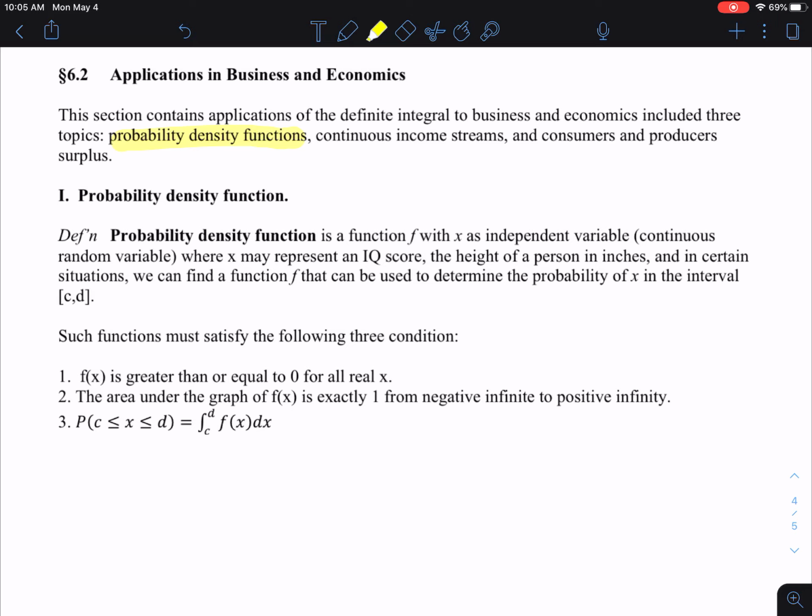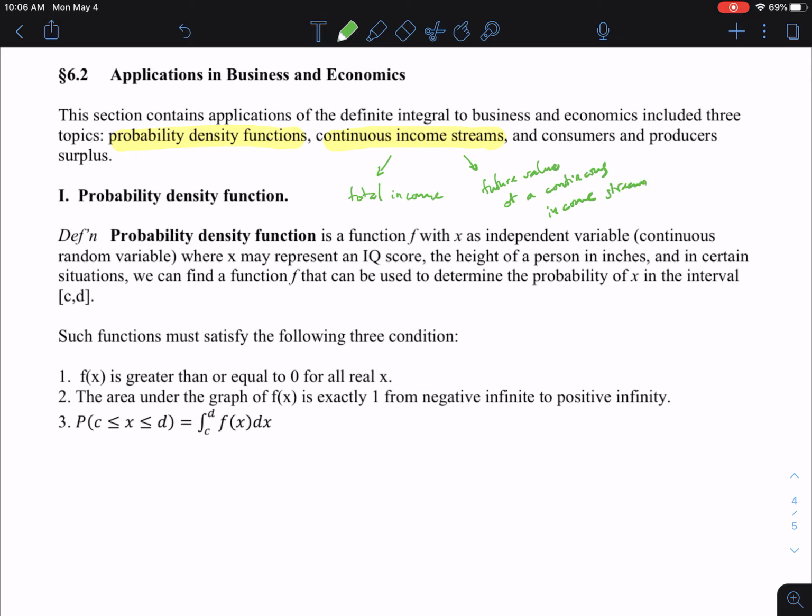And the second topic we're going to look at is continuous income streams applications. Under this topic, there are going to be two types of continuous income stream. We're going to have total income, and that's going to be pretty straightforward calculations. And then we're also going to have the future value of a continuous income stream. So that will be the second topic.